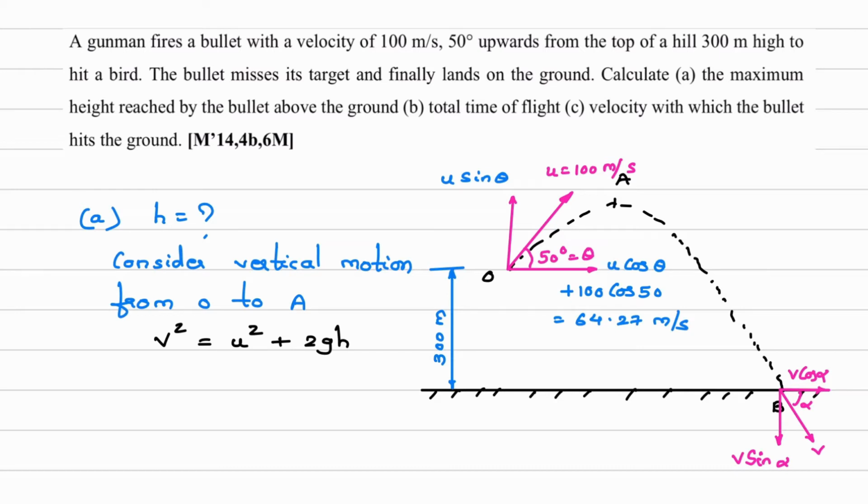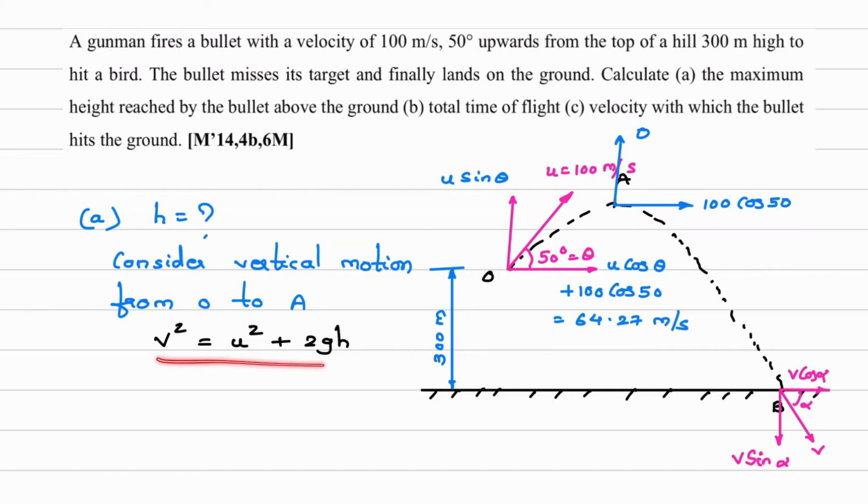Now we'll consider the x component of velocity at point A. What will the x component be? It will remain the same. What is that? 100 cos 50, because throughout we have uniform velocity motion in the x direction. Whereas the y velocity will become 0. Why 0? Because there is acceleration due to gravity. In the vertical direction, we have uniform acceleration motion, so we are considering vertical motion from O to A.